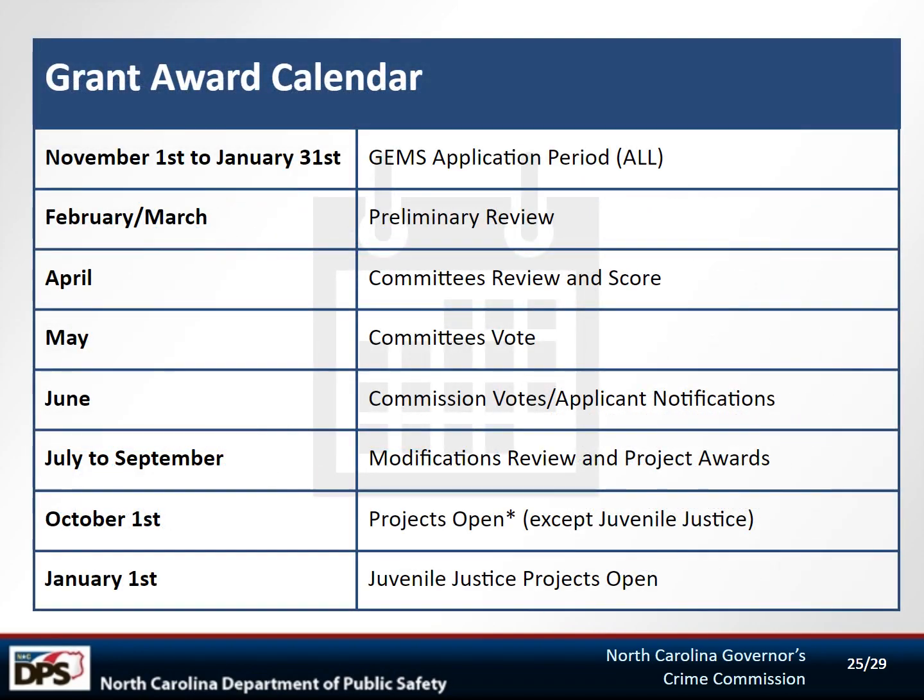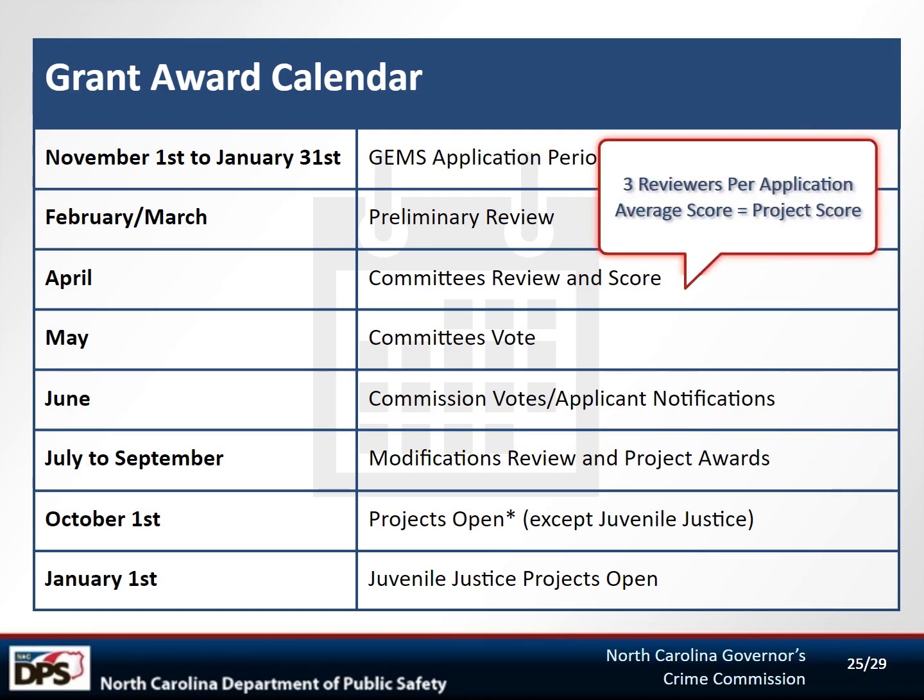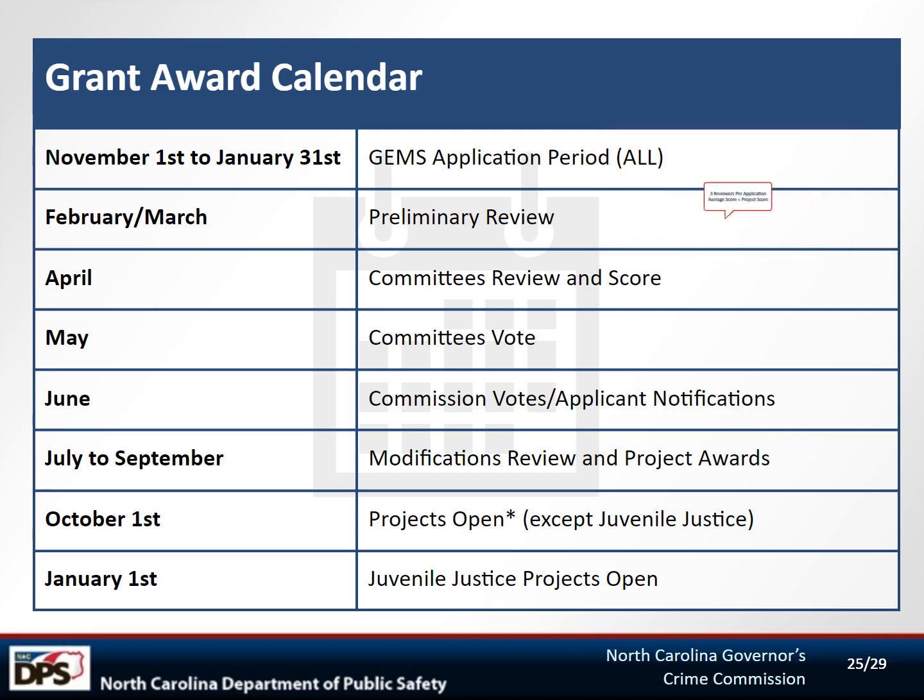The Grant Award Calendar provides information on the grant review and approval process. Applications that pass the preliminary review phase are sent to GCC committee for reviews and scoring. There are typically 3 reviewers per application. The average score of the reviewer determines the project score. Applications are ranked in score order by priority.